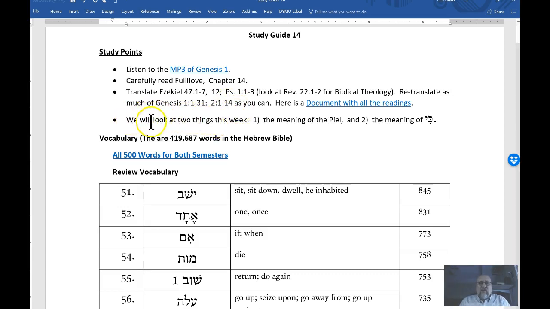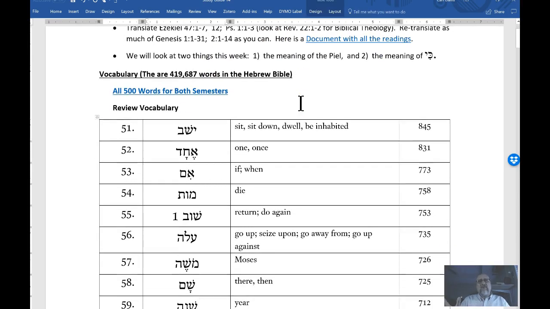In terms of what we'll actually do this week, we'll look at two things: the meaning of the piel, and then the use of ki. So, as always, we'll do review. Just to remind you, there are 420,000 words in the Hebrew Bible. These are the top ones. It comes from a Logos document. I just created the top words in order, and this is simply translated from that.